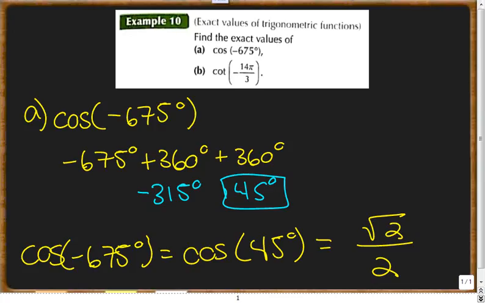You could have also, at this point, said, oh, hey, the cosine of a negative angle is the same thing as the cosine of a positive angle. And so the cosine of 315 degrees is square root of 2 over 2, so that means the cosine of negative 315 would have to be the same thing. So you could have done that as well. So more than one way to do this type of problem.